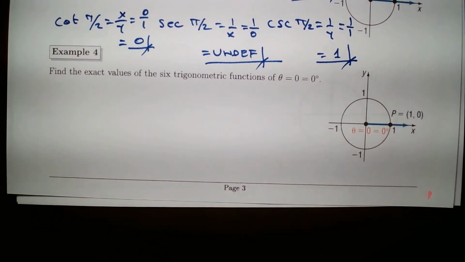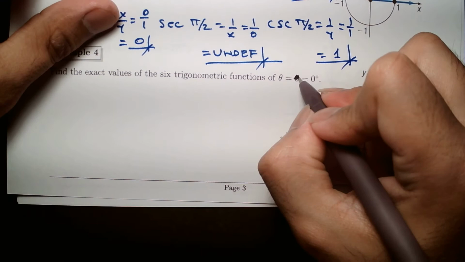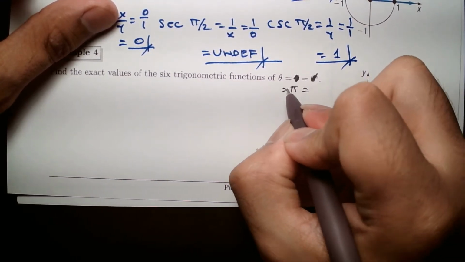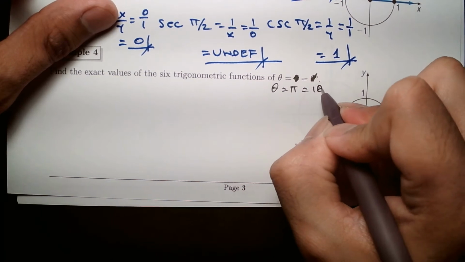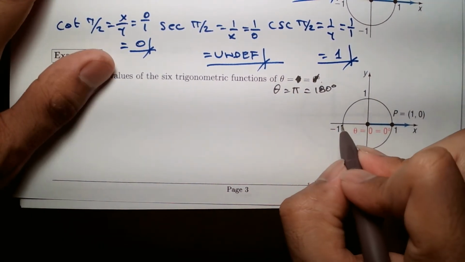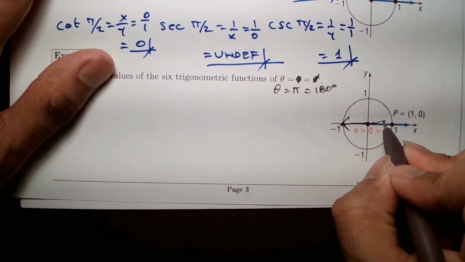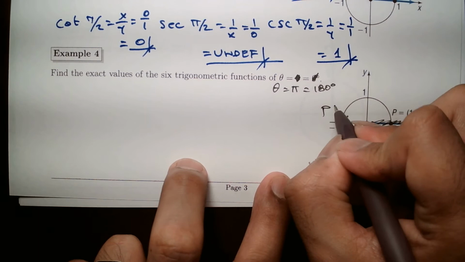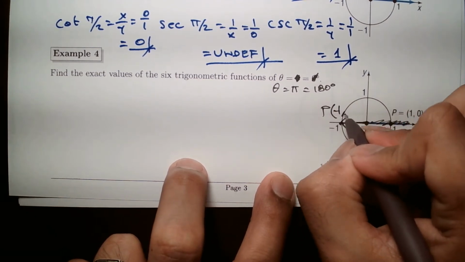All right, so examples 4 and 5. There are a couple of very silly typos here. This one was supposed to be pi or 180 degrees, but I'm going to skip this one. This one was supposed to be over here, not there. I'm going to skip this one. That's the point -1 comma 0.